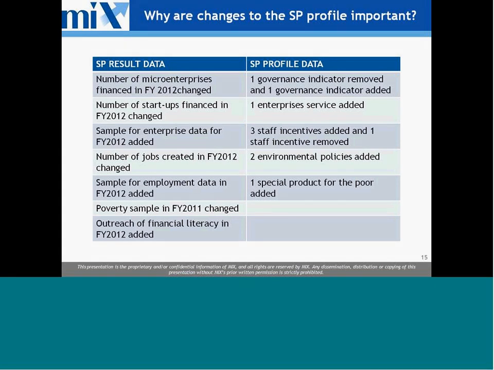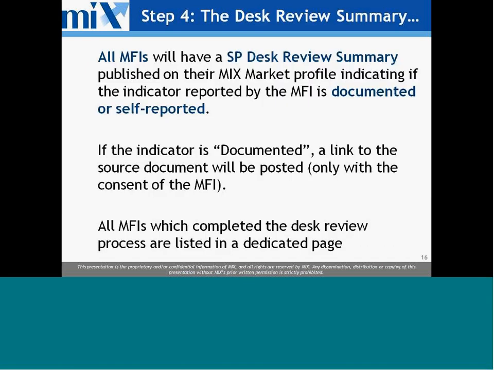The fourth step of the desk review process. Once the back and forth clarification is finished, the SP analyst will publish what we call a desk review summary on the MFI's public market profile. This summary identifies each SP indicator subject to review as either 1, not reported, which obviously means that the MFI didn't report the indicator; 2, documented, if the MFI submitted one of the requested corroborating documents which was accepted by our analysts or partners; and 3, self-reported. The MFI did not or could not submit such a document.